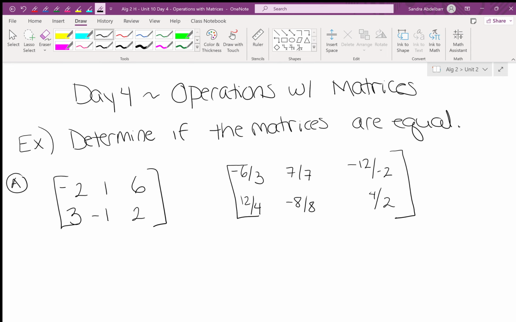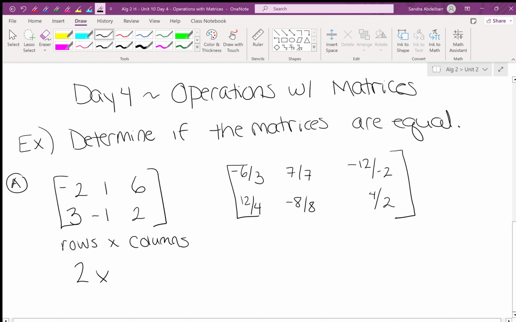All right, so the first thing I'm going to check is the dimensions of each matrix. Remember, dimensions are rows by columns, right? So how many rows do I have here? 2. How many columns do we have? 3. So I'm a 2 by 3, and in the second one, is it also a 2 by 3? All right, so the dimensions match up.